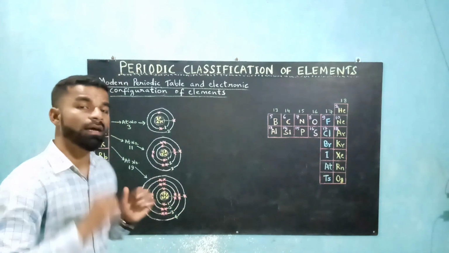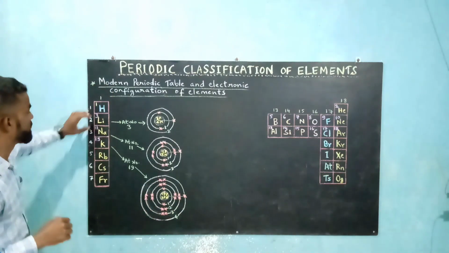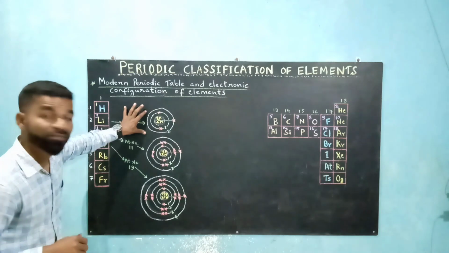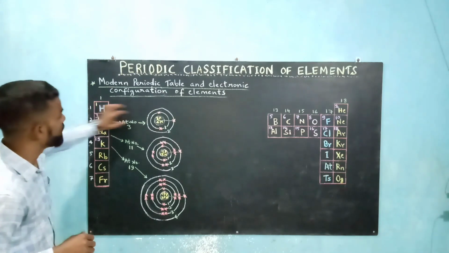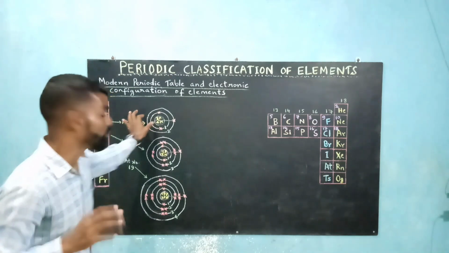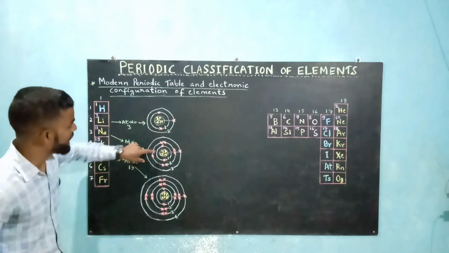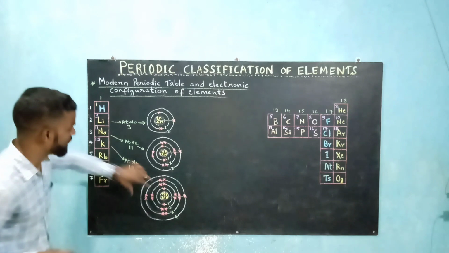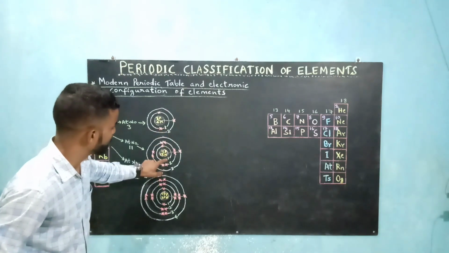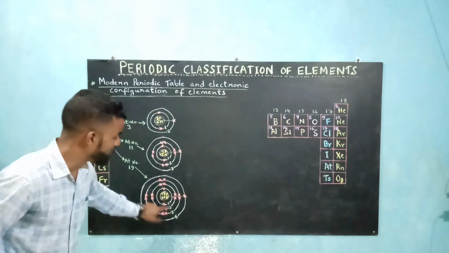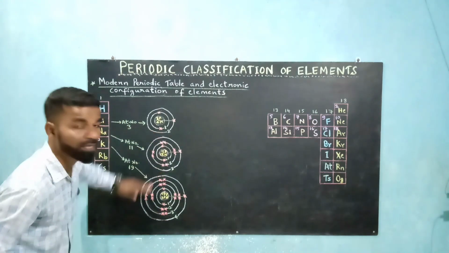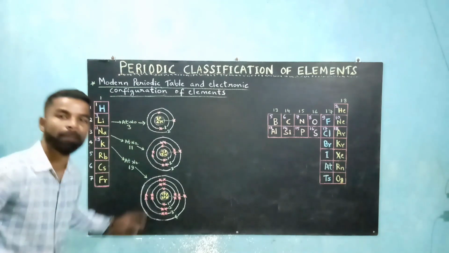Now if we consider an example of group 1 elements like lithium, sodium, potassium and draw their electronic configurations, we'll find that for lithium, the electrons are placed in 2 shells. For sodium, the electrons are placed in 3 shells. For potassium, they are placed in 4 shells. So lithium has 2 shells, sodium has 3 shells, and potassium has 4 shells. The number of shells increases by 1 as you go down the group.